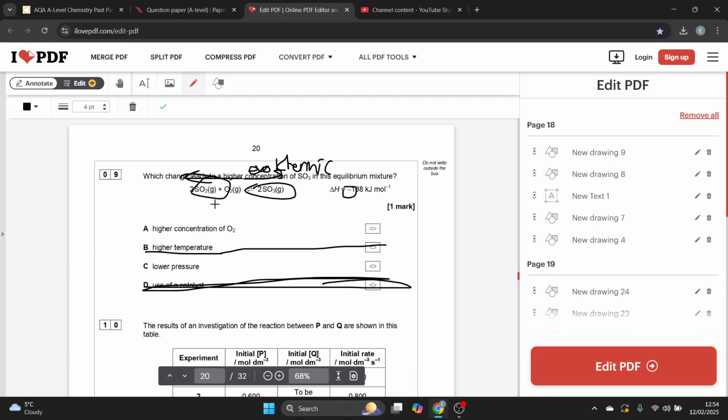Lower pressure, well, there's 3 moles here, 2 moles here. If I lower the pressure, equilibrium is going to shift to the side with more moles of gas to increase the pressure, so it can't be that either, because then it will shift to the left hand side. High concentration of O2 is the correct answer.